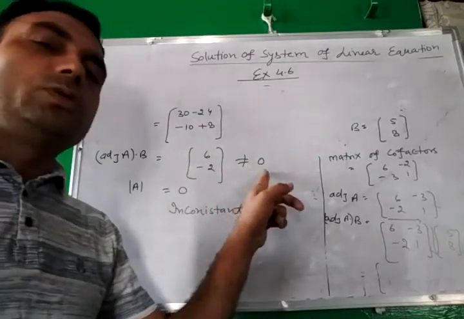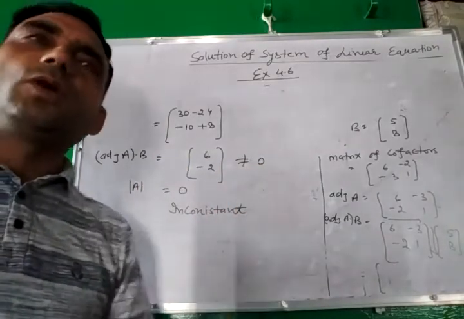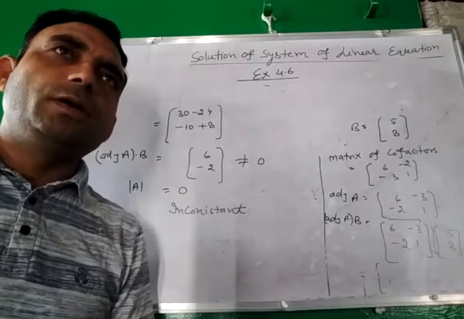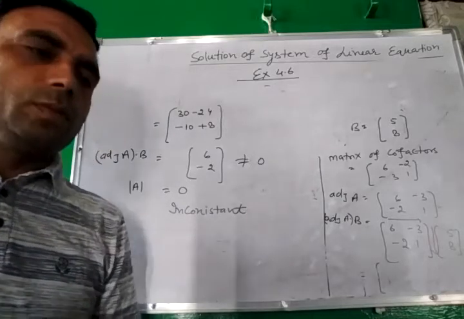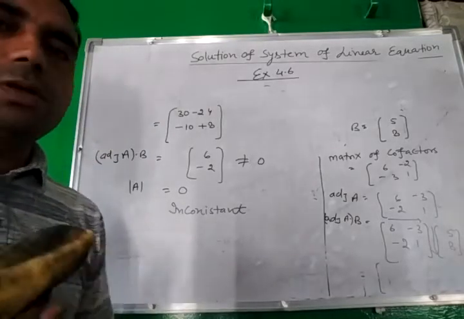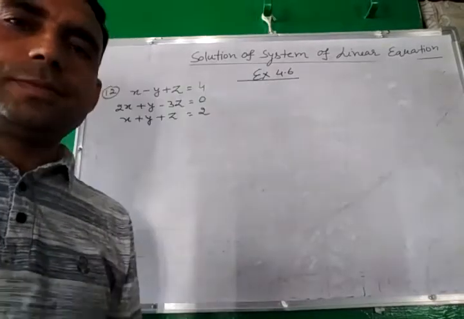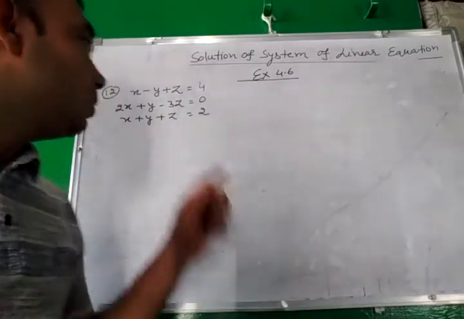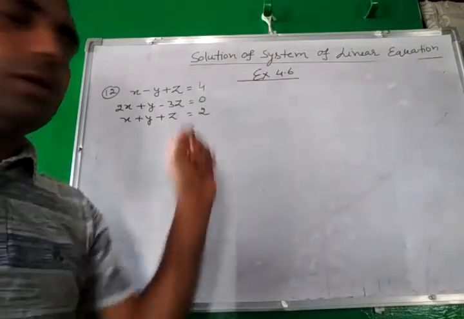If this is not equal to 0, inconsistent. If it is equal to 0, consistent. Now we will solve one problem of system of linear equations using matrix method. This is question number 12 of exercise 4.6.